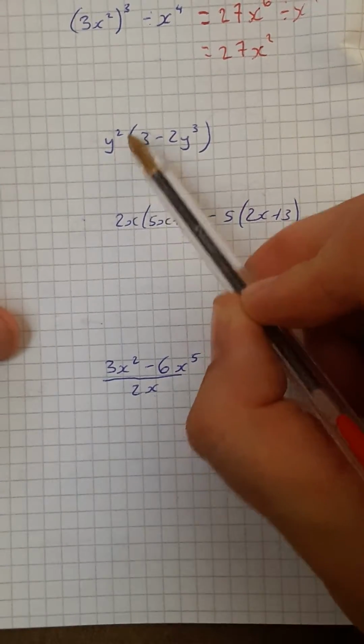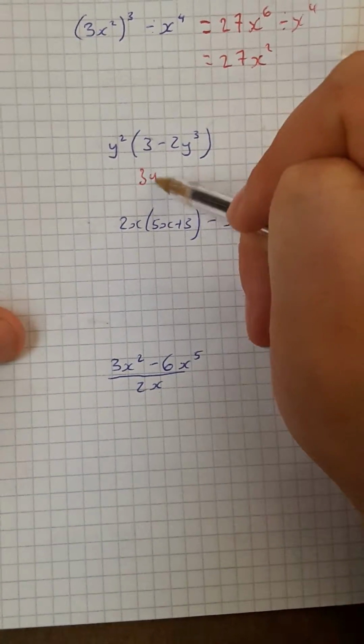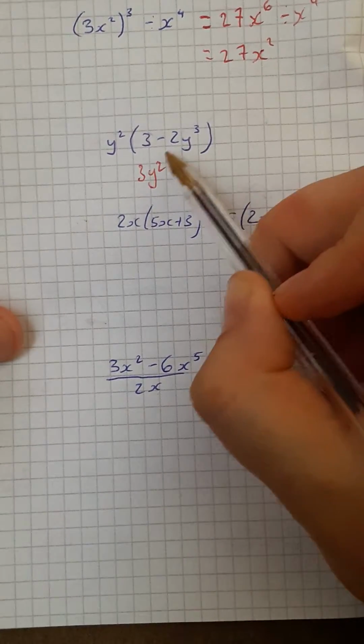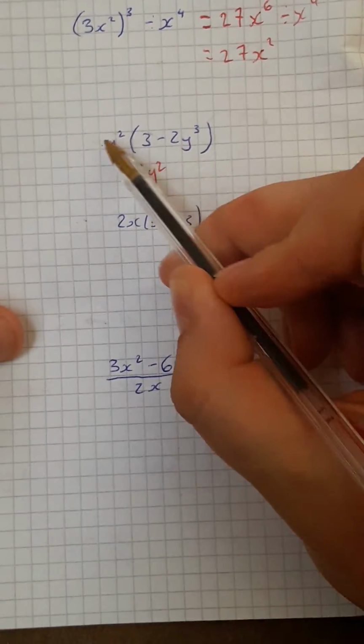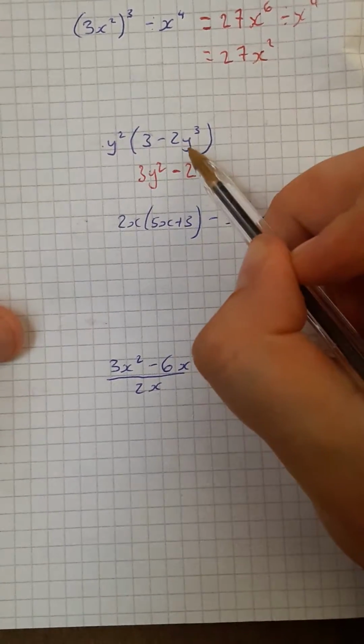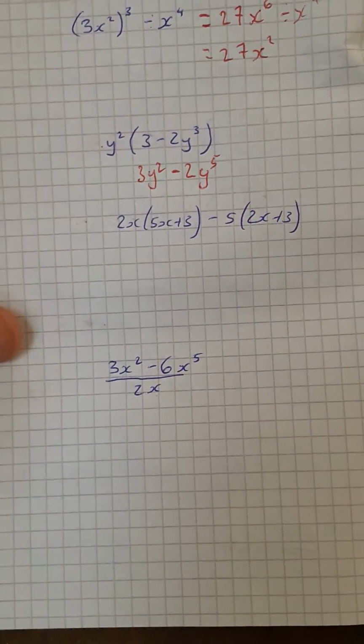Okay. Y squared, in brackets, 3 minus 2y cubed. So again, I'm going to times everything by that y squared. So y squared times 3 is just 3y squared. Y squared times minus 2y cubed. Well, let's take it slowly. I've got a 1 in front of here. 1 times minus 2 is minus 2. Y squared times y cubed. We know we've got to add the indices, so it's just y to the 5. Cool.